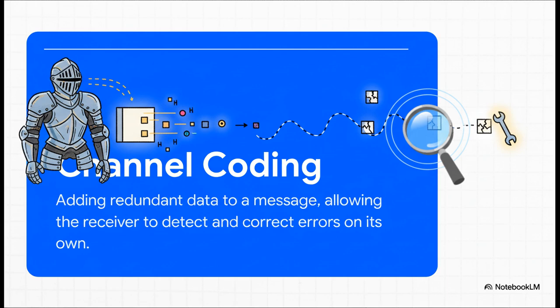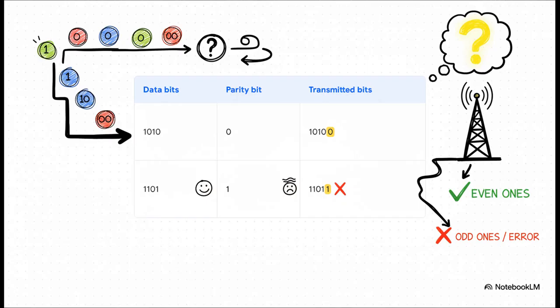What we do is strategically add a few extra redundant bits of information to the message. Now, these extra bits don't add any new meaning, but they act like a checksum. They give the receiver a way to double-check if the message got damaged along the way, and a lot of the time, even fix the errors automatically. So here's a super simple example of how that works. It's called a parity bit. Let's say we make a simple rule. Every chunk of data we send must always have an even number of ones.